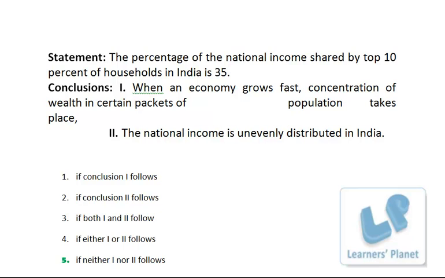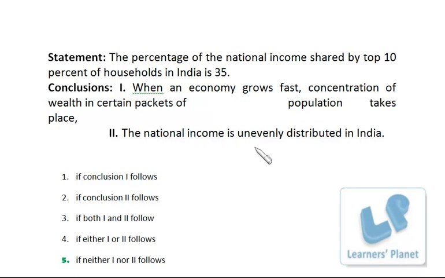So the conclusion here: when an economy grows fast, concentration of wealth in certain pockets of the population takes place. See, it is nowhere mentioned in the statement, right? It is, you can say, an irrelevant conclusion. Here they have just mentioned the situation, right? You cannot conclude what happens when an economy grows. So this is an irrelevant conclusion.